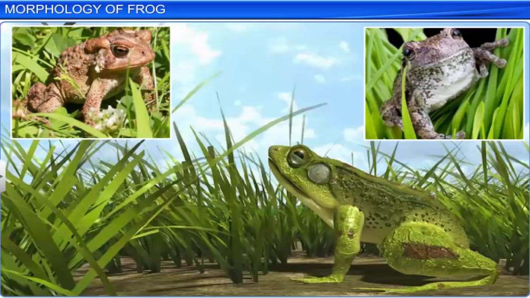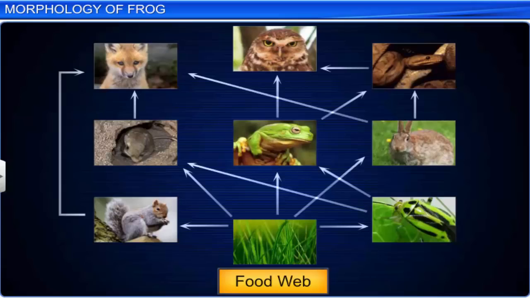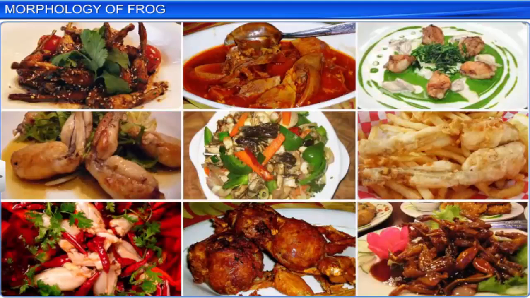Although frogs are undesirable in residential areas, they are beneficial to farmers as they eat insects and protect crops. They serve as an important link in the food chain and food web in the ecosystem and thus maintain an ecological balance. However, in recent years, the population of frogs has been declining due to various human activities.